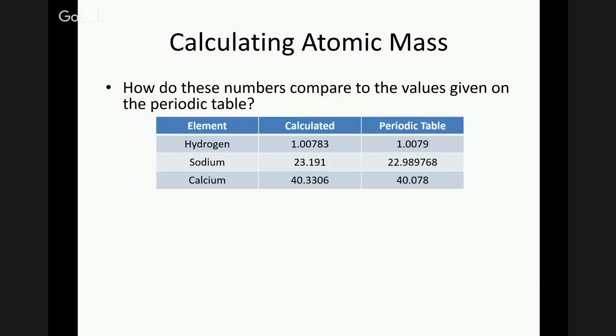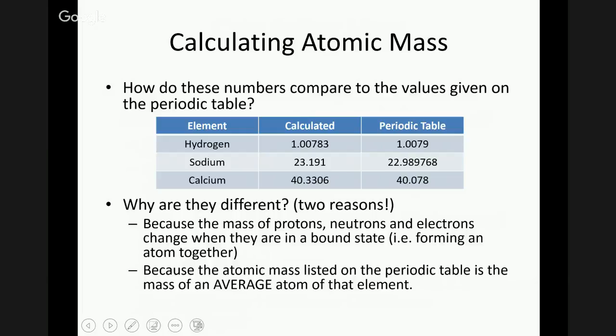None of the numbers match up. And so the question is, why are they different? There are two reasons. The first is a really weird one, but it's actually that the mass of protons, neutrons, and electrons can change a little bit. We don't have to worry about that, but it is true. When they form a bond, they actually change mass, which is kind of weird and not something you need to worry about. But the second one we really need to worry about, and that's what today's lesson is really all about, is that when we look on the periodic table, the mass it gives us is an average atom of that element.